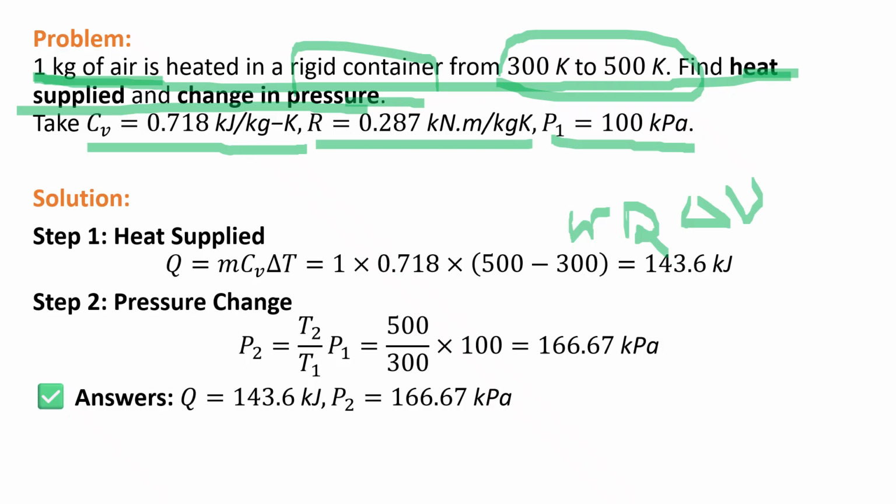So in the solution, first we have to find out the heat supplied. Heat supplied Q equals m C_V delta T. m is 1 kg, the C_V value is given as 0.718. Delta T is the change in temperature, that is 500 minus 300. So heat supplied is 143.6 kilojoule.